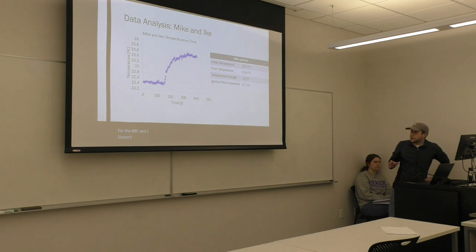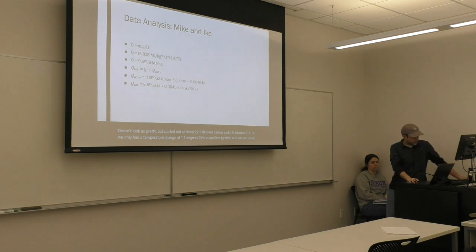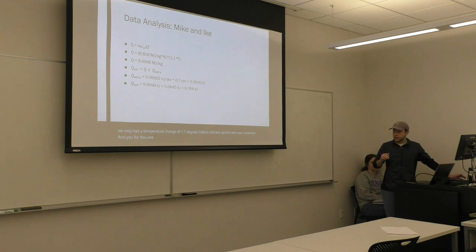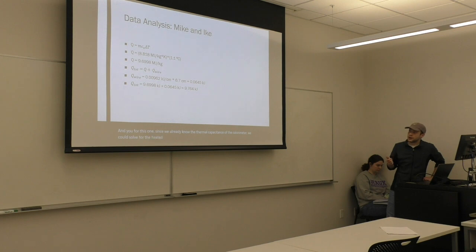Then for the micanite, it doesn't look as pretty, but it started out at about 22.5 degrees Celsius and finished at 23.6. So we only had a temperature change of 1.1 degrees Celsius and less ignition wire was consumed. And for this one, since we already know the thermal capacitance of the calorimeter, we could solve for the heat of combustion of the micanite itself, which is 9.6998 megajoules per kilogram. But like I said, you still have to account for the ignition wire, and all of that being accounted for came out to 9.764 kilojoules.